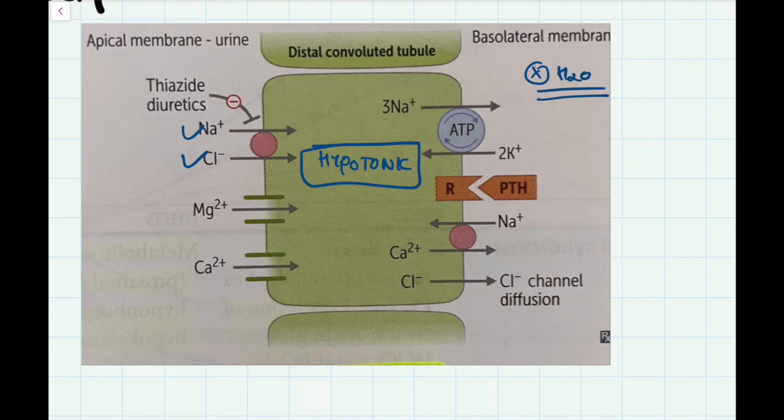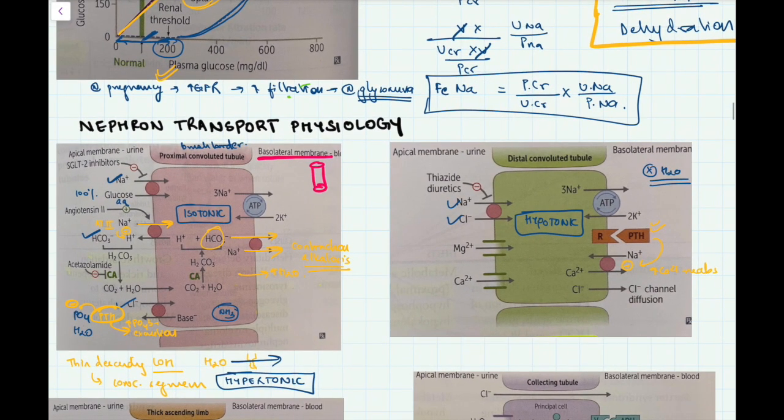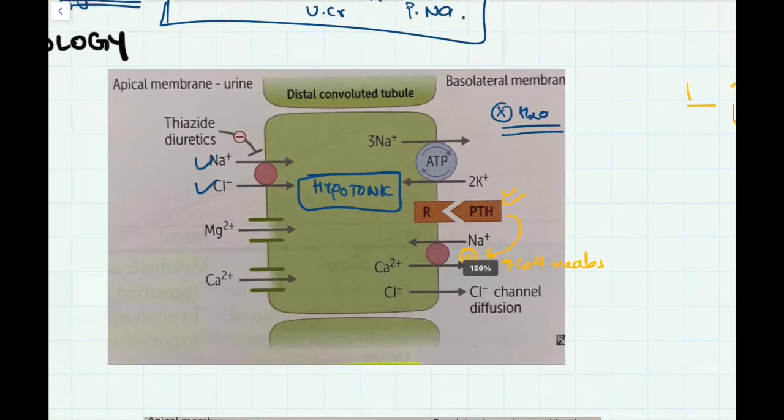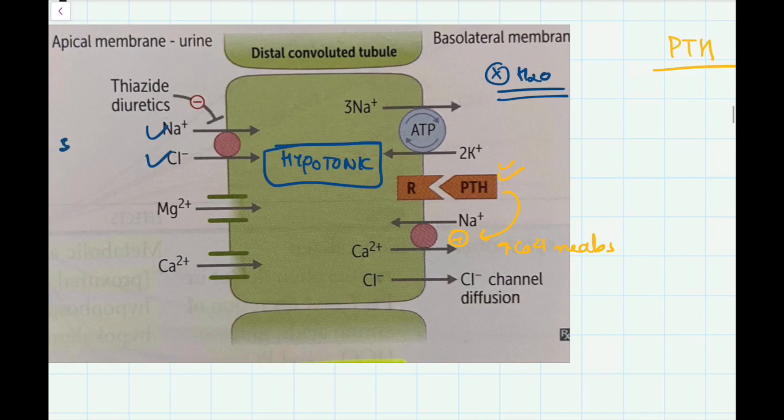Also, PTH has receptors on the basolateral membrane of the DCT, and it stimulates the sodium calcium exchanger, increasing calcium reabsorption. So, in the PCT, the parathyroid hormone is responsible for phosphate excretion, while in the DCT it causes an increase in calcium reabsorption. The net effect of parathyroid hormone is therefore an increase in calcium and a decrease in phosphate. Right, this is very important. In the DCT, around 5 to 10% of sodium is reabsorbed.